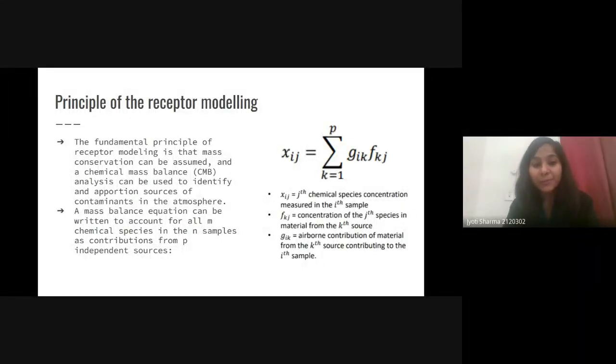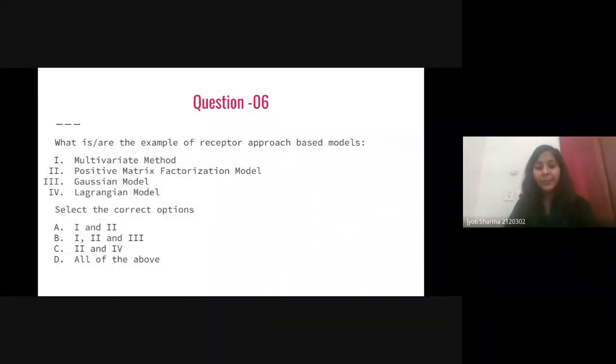Okay, we were talking about the principle of receptor modeling. This is the mass conservation. Whatever mass of that pollutant you have in the atmosphere should be the same as from the emission sources. Based on how many samples you get from the atmosphere, how many species you take, and how many sources you calculate, they have given the formula. You can have a look at it. This is the principle of receptor modeling.